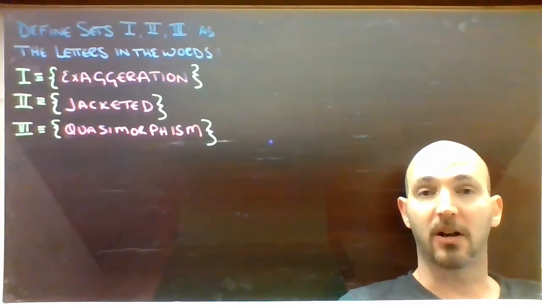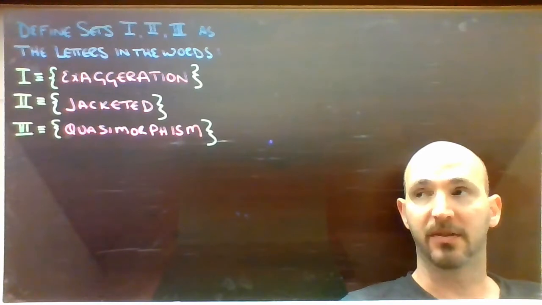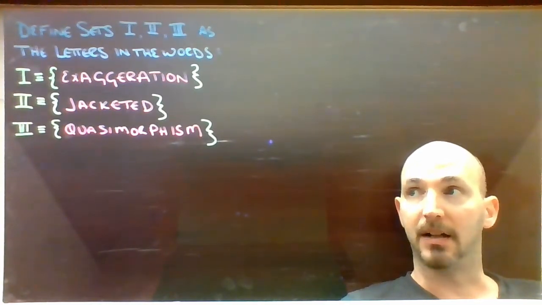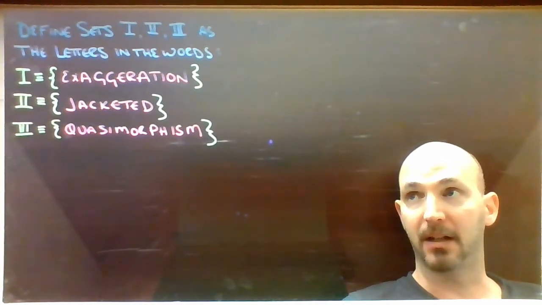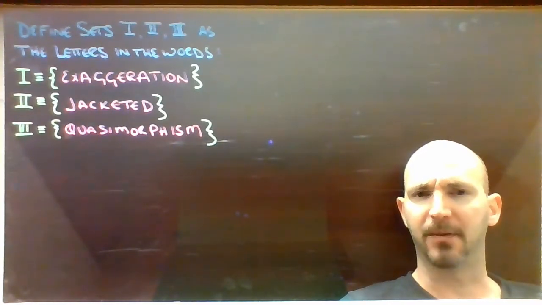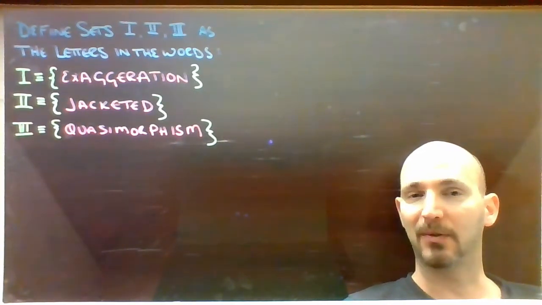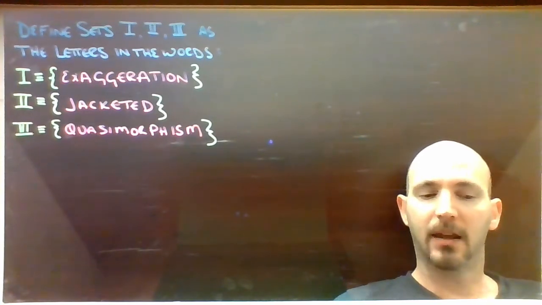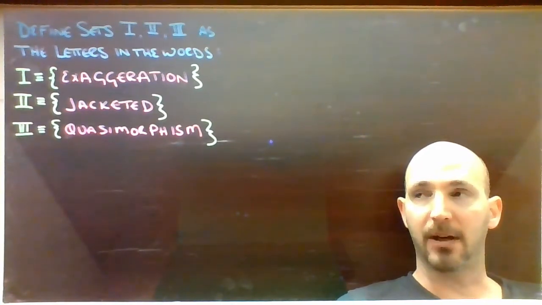So we're going to start our conversation about set operations by doing a little bit of sorting. So I've set my three sets up here, 1, 2, and 3, as the letters in the words exaggeration, jacketed, and quasi-morphism, which is an obscure math term that perhaps you'll have the pleasure of encountering someday in the future. So to do this, we're going to need a Venn diagram.